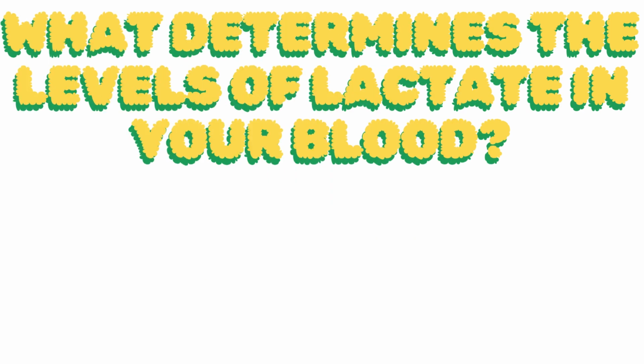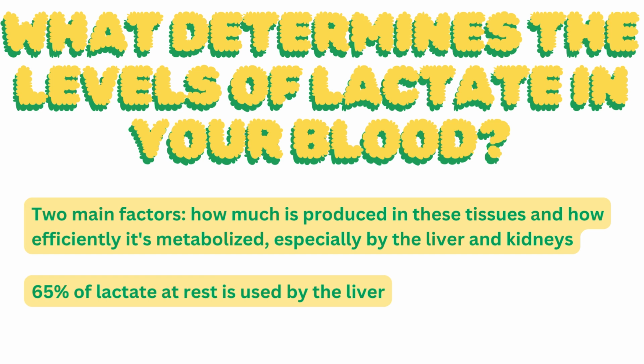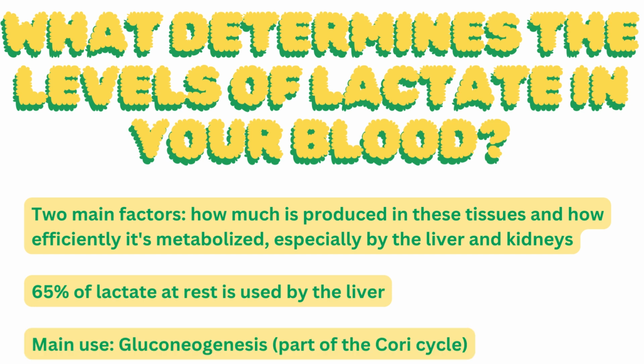But what determines the levels of lactate in your blood? Two main factors: how much is produced in these tissues and how efficiently it's metabolized, especially by the liver and kidneys. In fact, 65% of the lactate produced in your body at rest is used by the liver, primarily for a process called gluconeogenesis, where lactate is converted back into glucose. This process is a part of the Cori cycle, a system where lactate produced in muscles is taken up by the liver and turned back into glucose, which can be sent back to the muscles for energy.